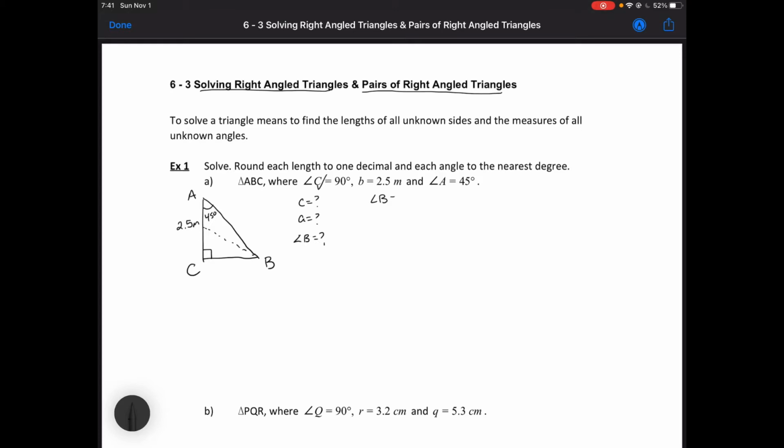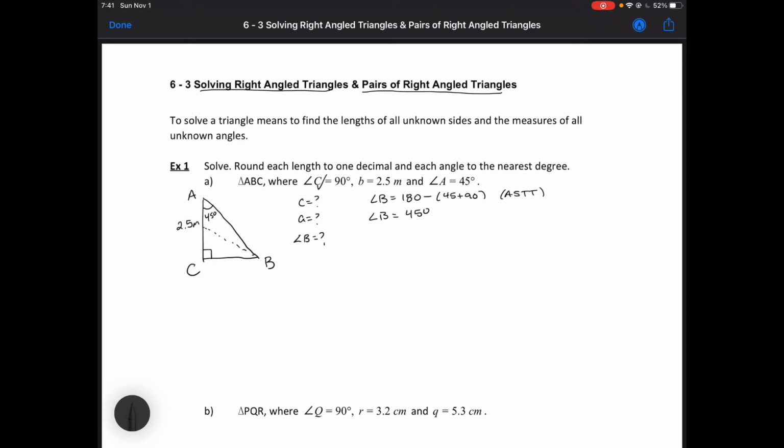The first one that I'm going to find is angle B, because I know that's going to be 180 minus (45 plus 90) from my angle sum of a triangle theorem. So this tells me that angle B has to be 45 degrees.